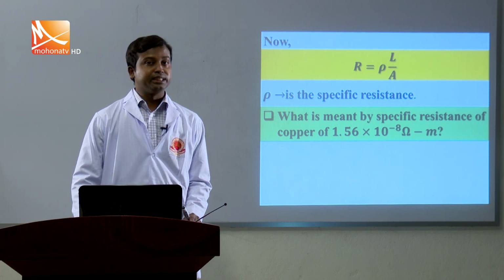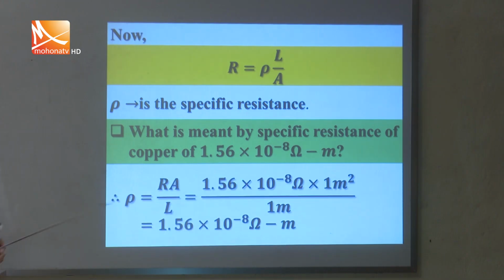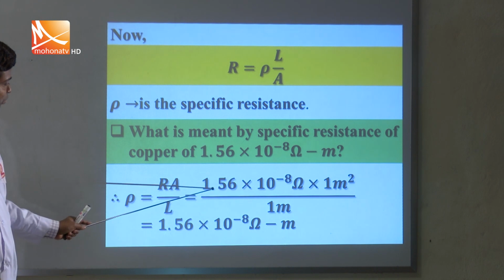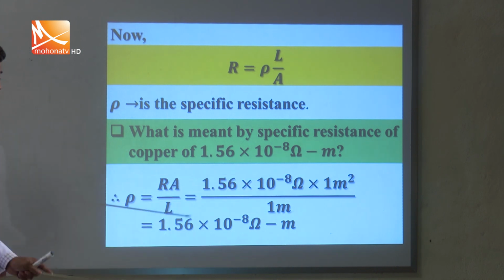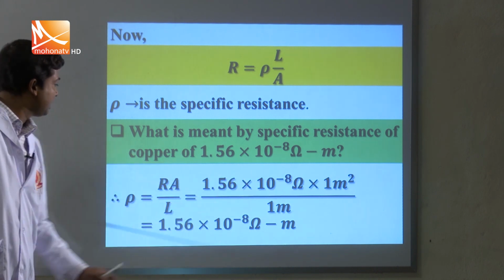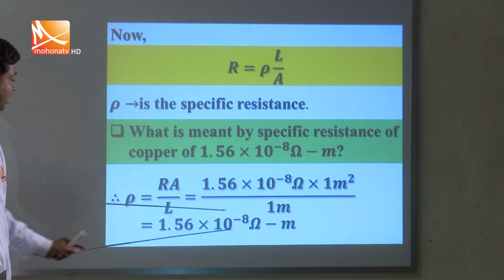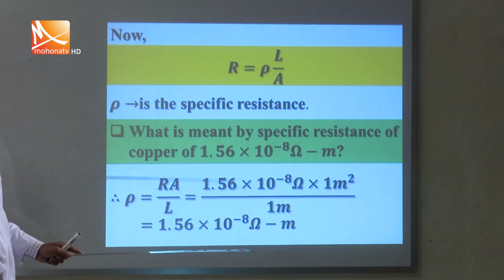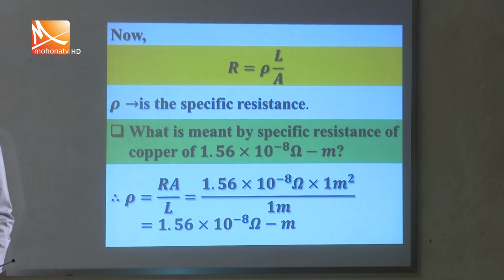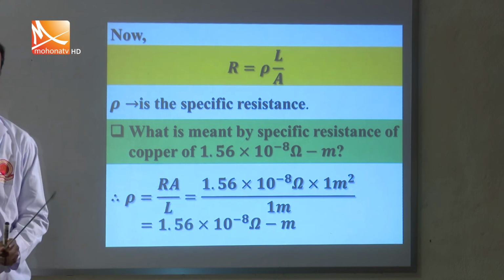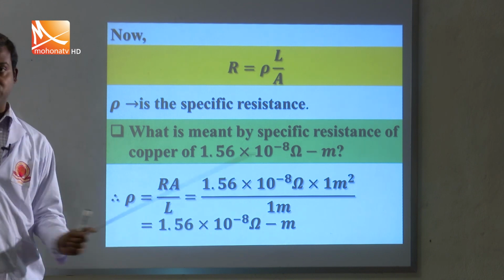This can be written simply in this way: rho equals R times A by L, where R denotes the resistance, which becomes 1.56 into 10 to the power minus 8 ohm, A becomes 1 meter square and L becomes 1 meter. Then finally, you get 1.56 into 10 to the power minus 8 ohm meter. My dear students, you must mention here that the temperature remains constant; I cannot show it in my mathematical expression, so in this case temperature must be constant.